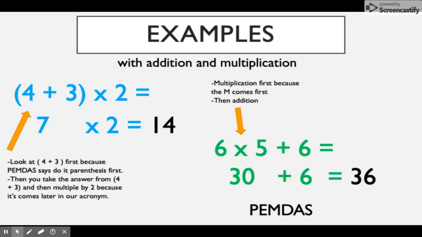In the green example, there's no parentheses, so we don't have to do the P, and there's no exponent, so we don't need to do E. Our first operation we need to do is multiplication. So we first take 6 times 5, which is 30, and then drop down the plus 6 because M comes before A in PEMDAS, so 30 plus 6 equals 36.